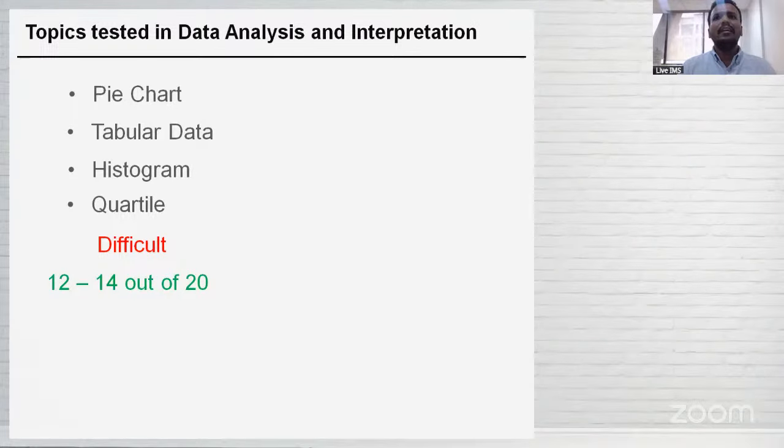Now, obviously, as we have said, the questions in this particular section were calculation based. For that, the on-screen calculator was offered, or that particular option was available during the test, and it helped all the students to do the calculation and get through this particular section.